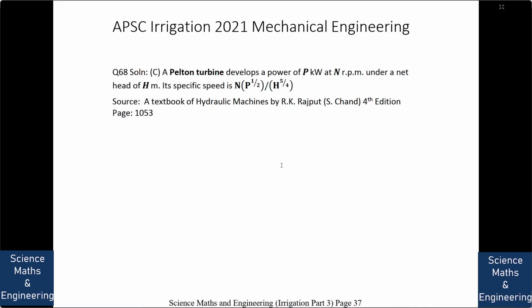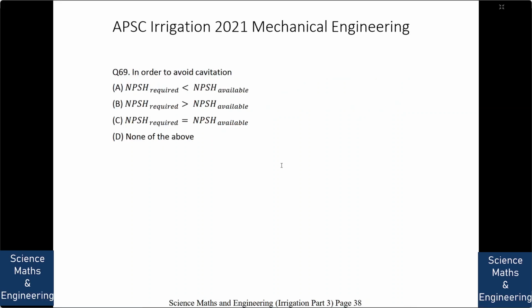A Pelton turbine develops a power of P kilowatt at N RPM under a net head of H meter. So its specific speed is N into root P divided by H to the power 5 by 4. If any more doubt, you can follow the source. So we'll go to the next question.